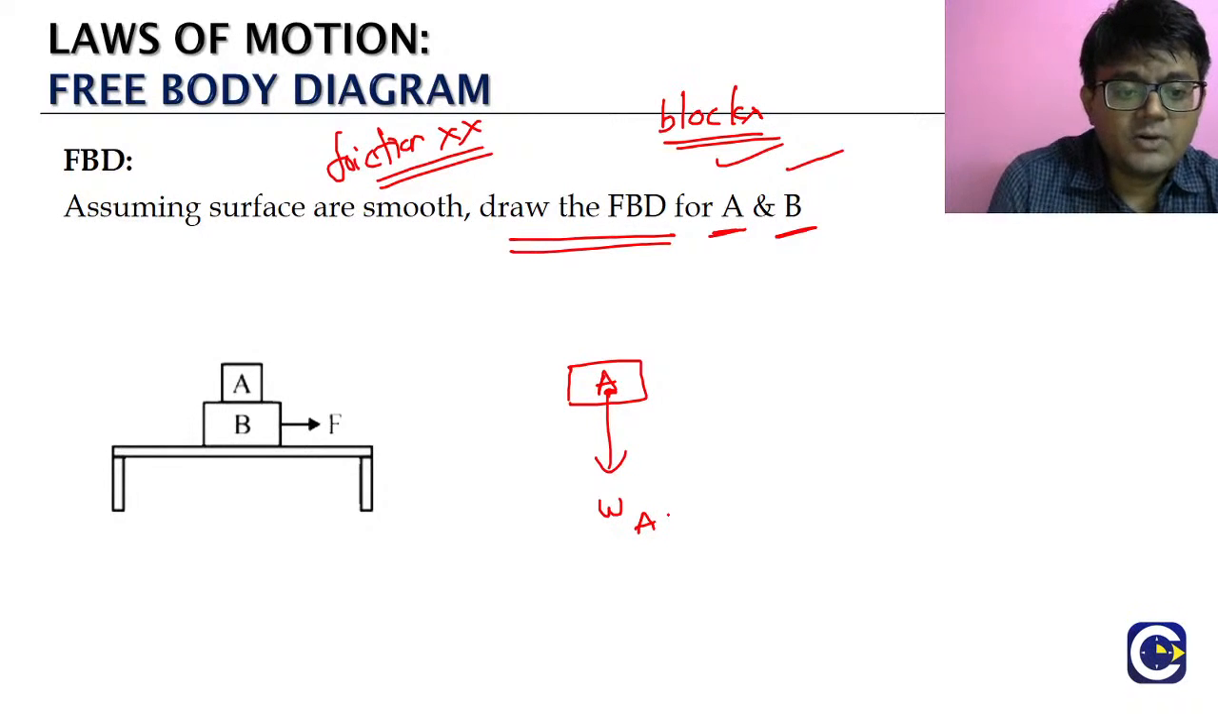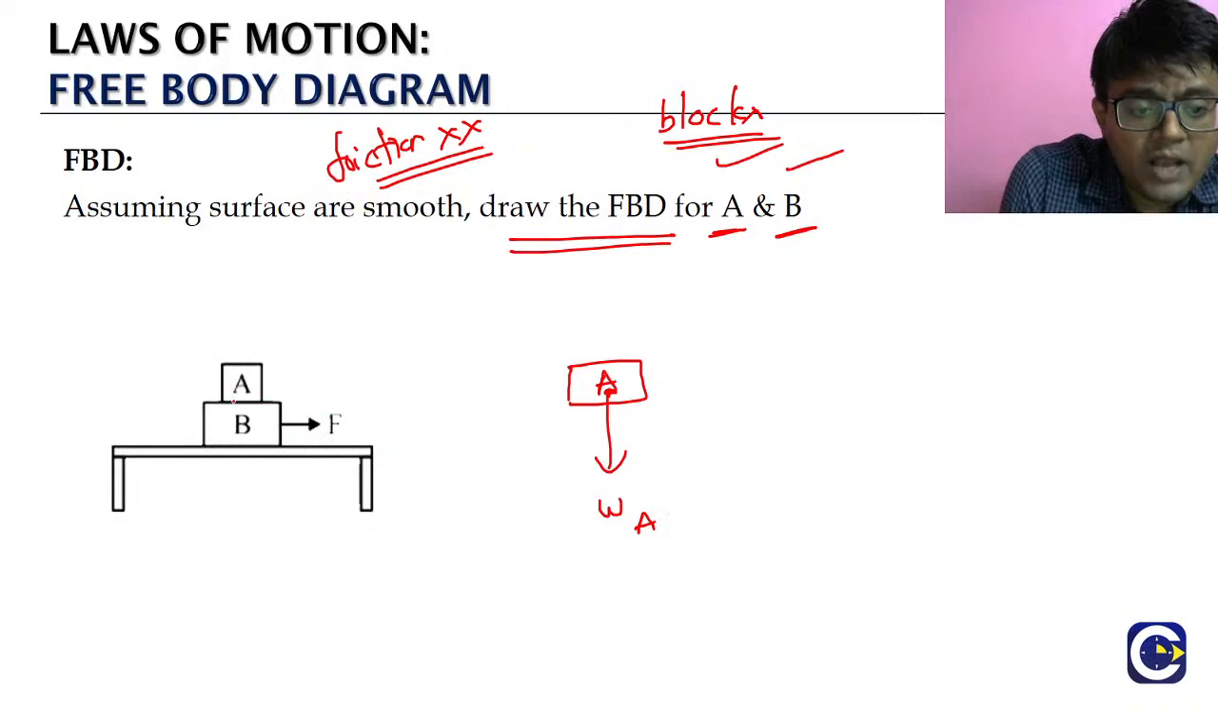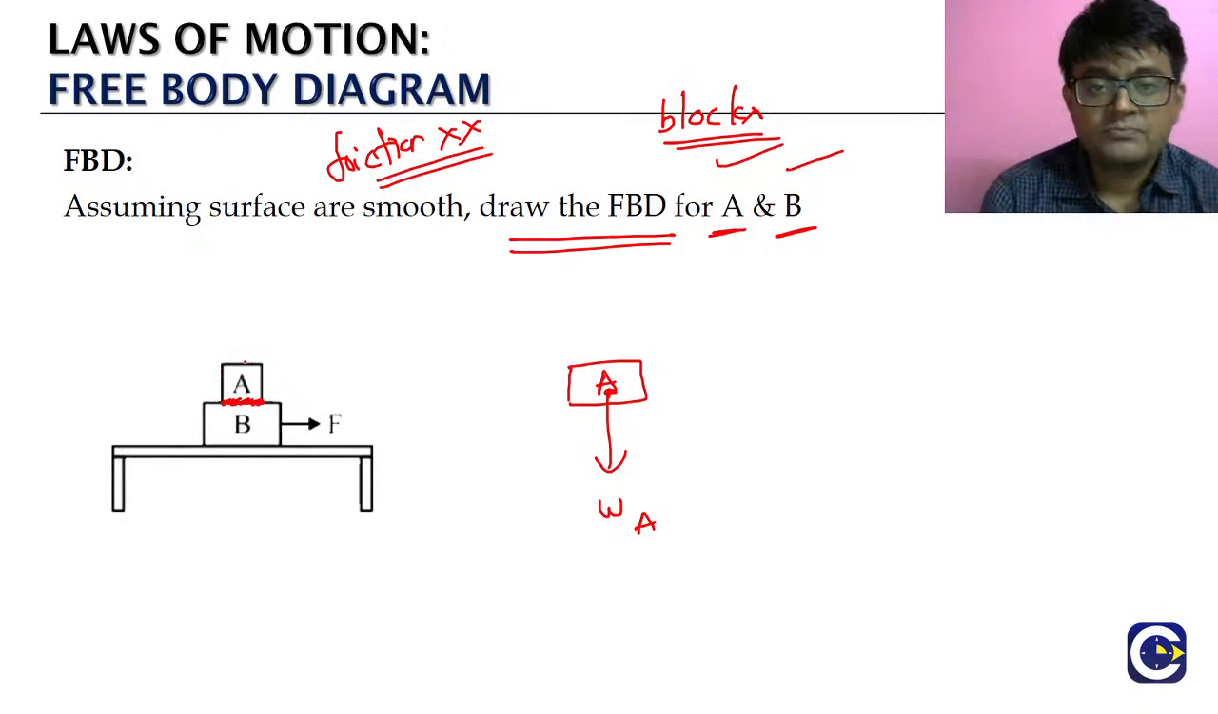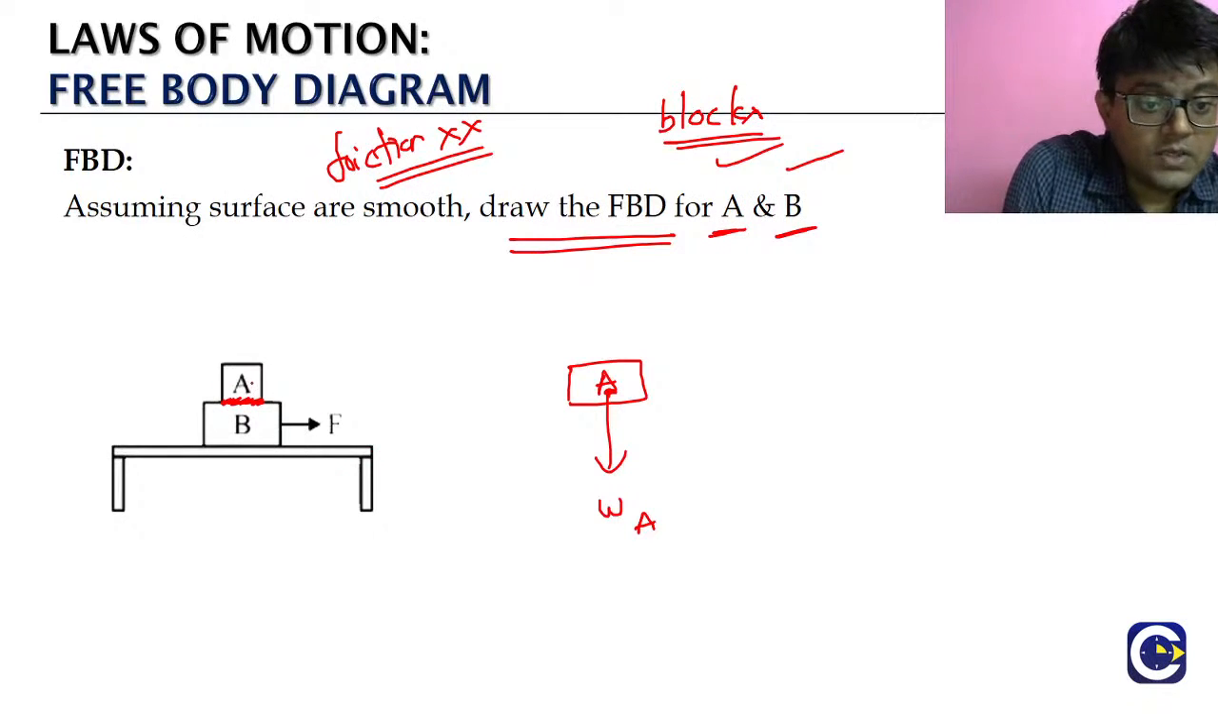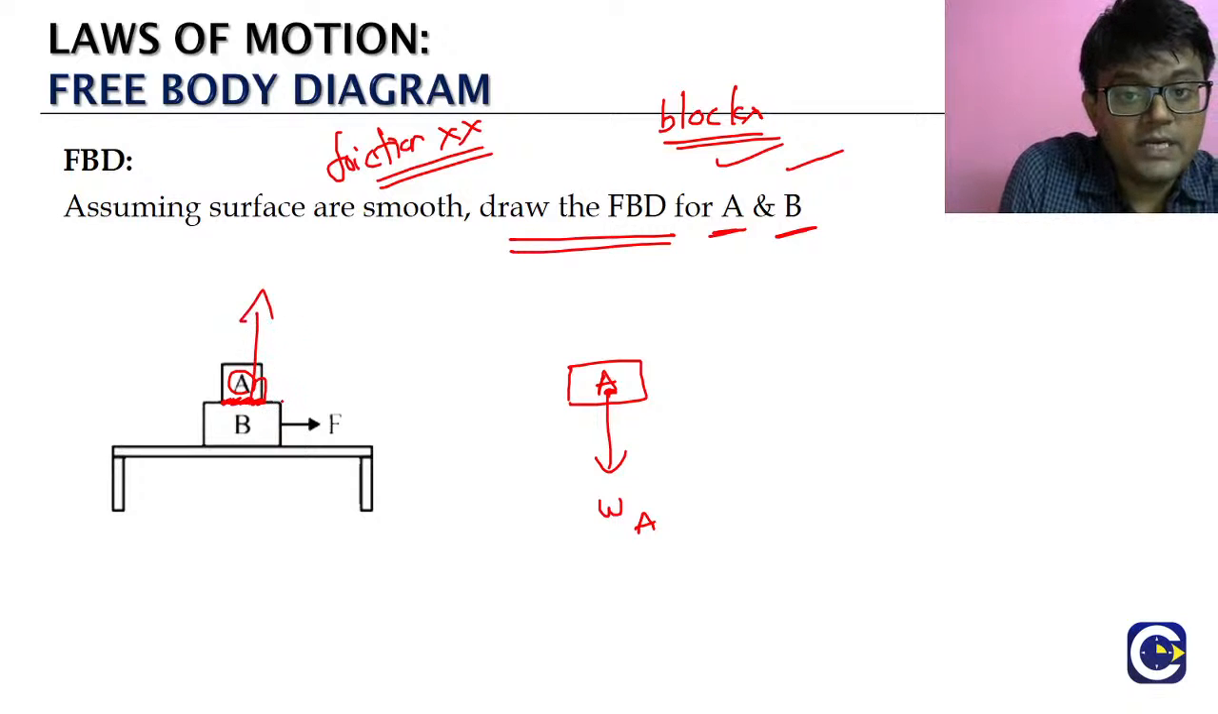Okay, after that, what other contacts are there? Block A is in contact with the surface of block B. Then what will come? Normal reaction. We are looking at the normal reaction acting on block A. On block A, what is the normal reaction acting? How do we measure it? From the contact surface, it will be into the block A, perpendicular to the contact surface.